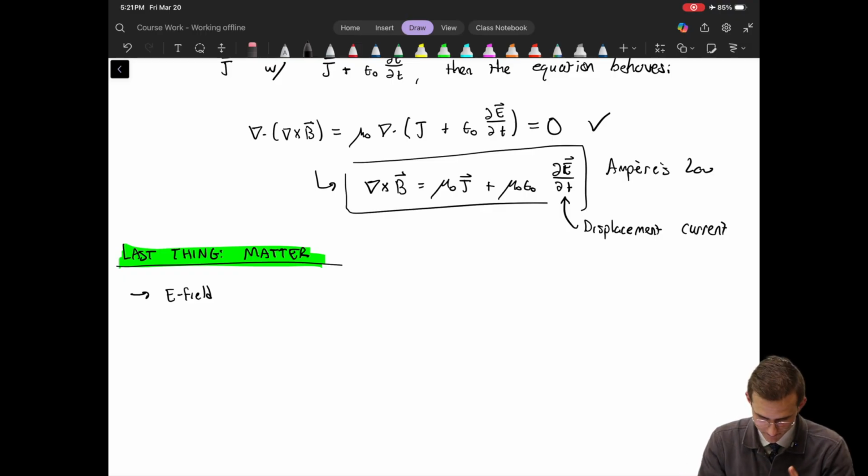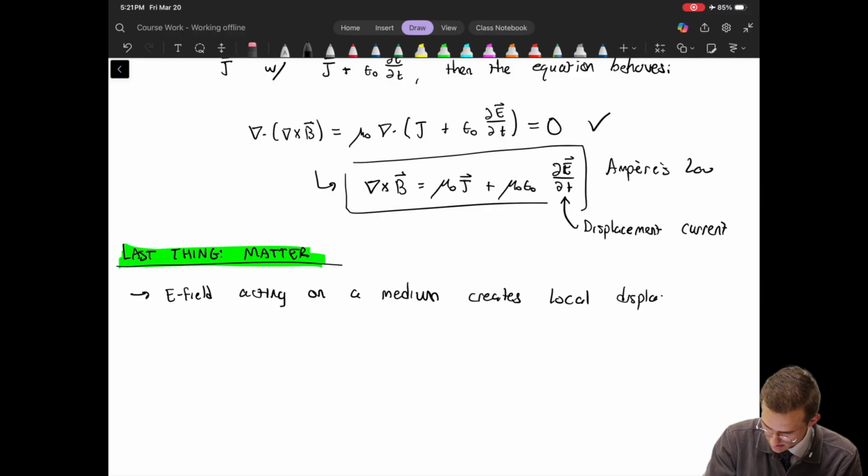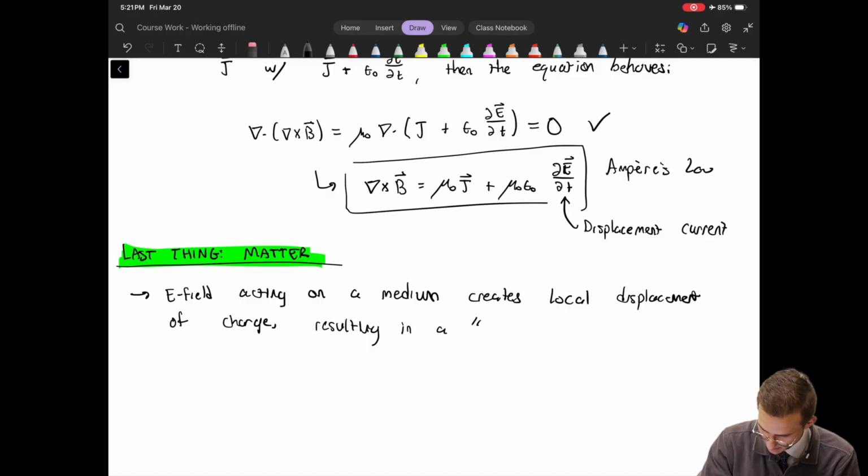And so the E field acting on a medium creates local displacement of charge, resulting in a dipole moment. So a vocab word here. Okay, and the dipole moment is just a separation of two charges.